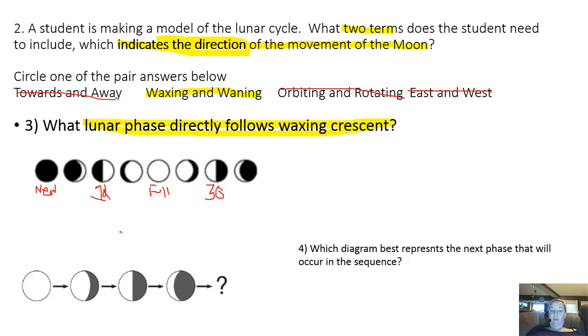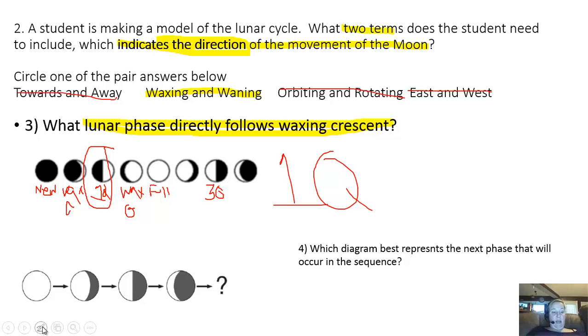All right, so if I'm going from new to full, I know I'm waxing because I'm gaining light. Which means this will be waning and this will be waning. And I know this is a crescent because 25% of the moon is lit. 75% of the moon is lit here. It's a gibbous. So the gibbous moons are by the full moon. So what comes after a waxing crescent is going to be first quarter. And that's exactly how I solve it.